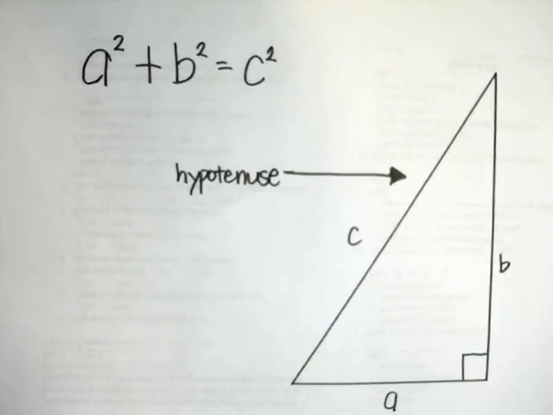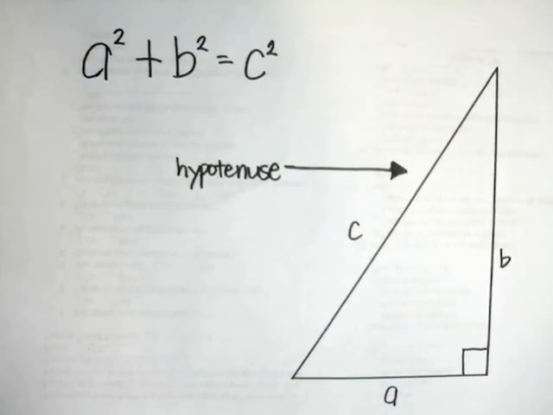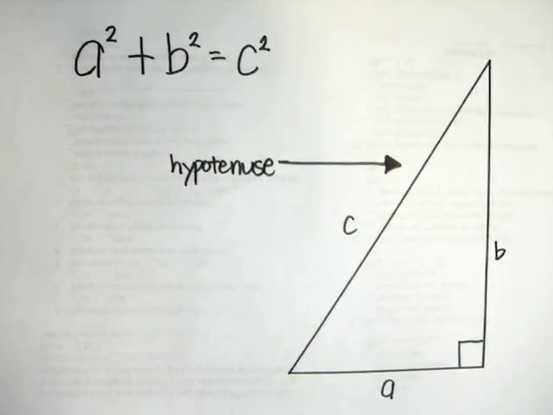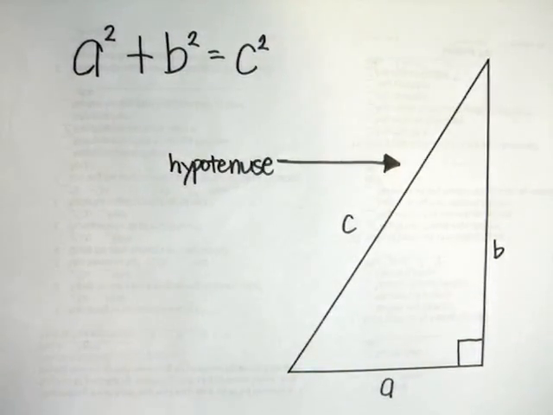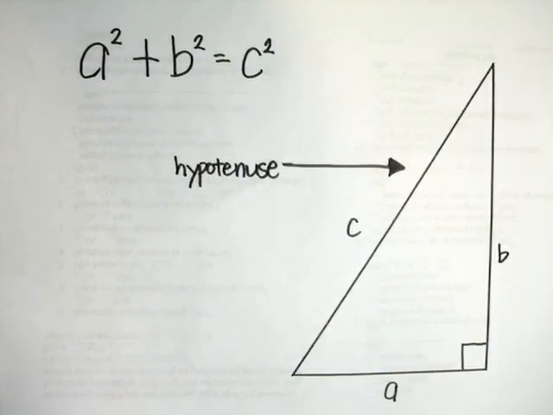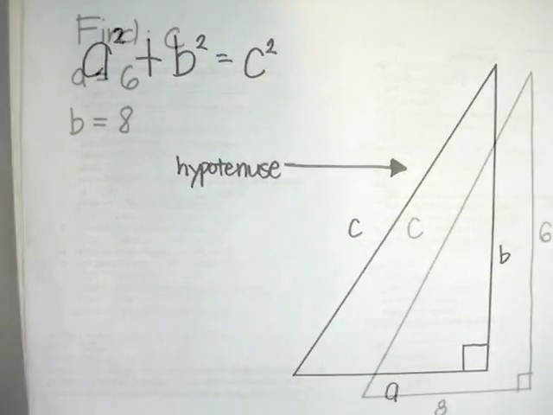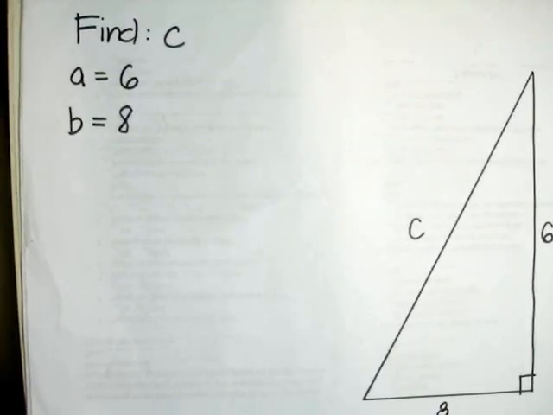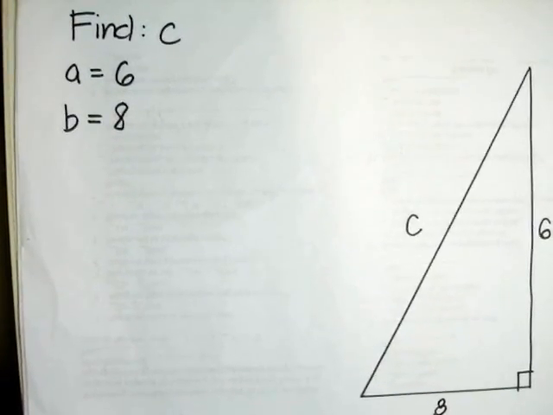Pythagoras coined the formula a squared plus b squared equals c squared, wherein c is the hypotenuse, and a and b are the other two sides. With this formula, you could find the different sides of a right-angled triangle. Here is an example of a problem. Find c when side a is 6 and side b is 8.